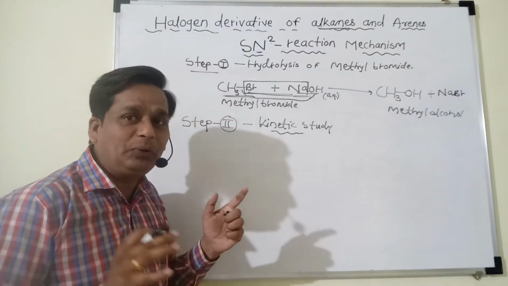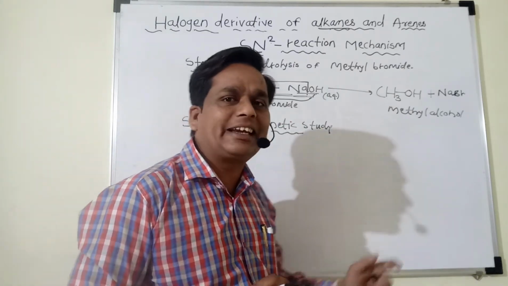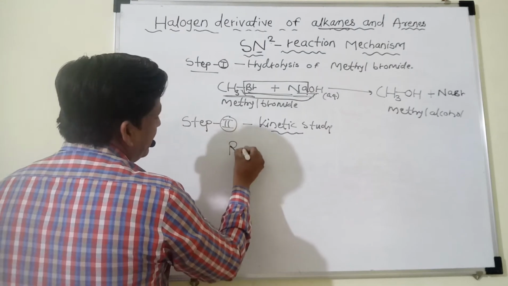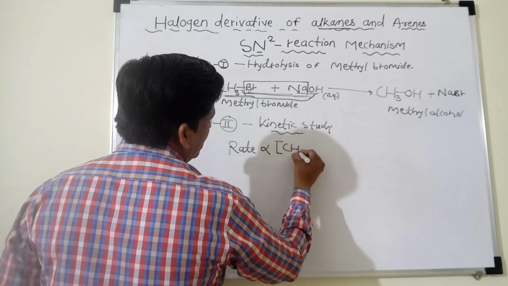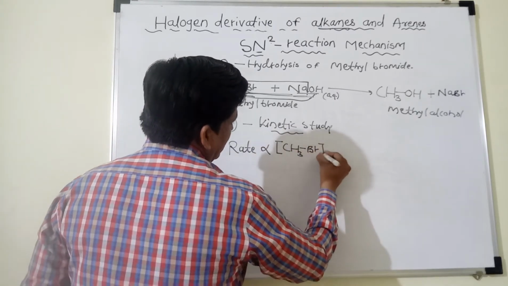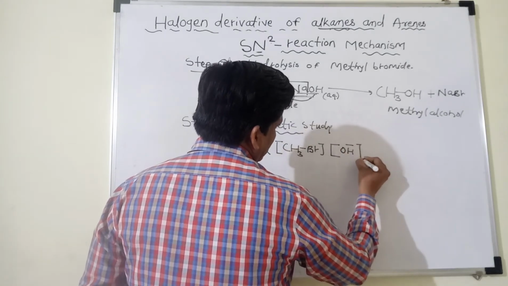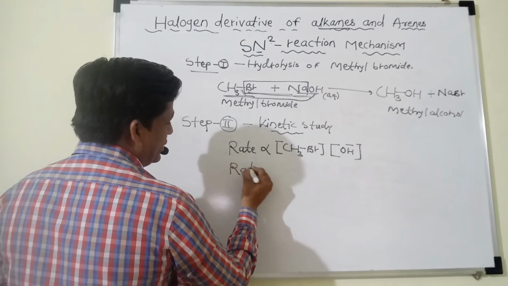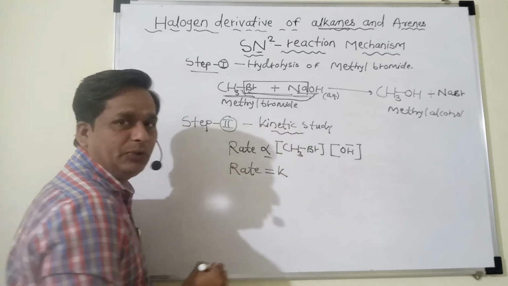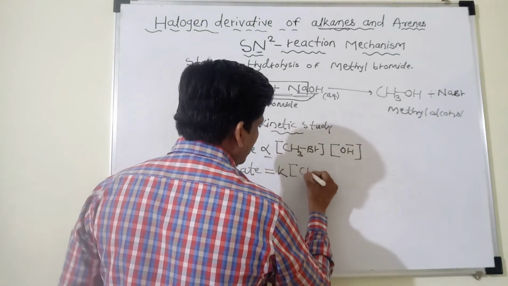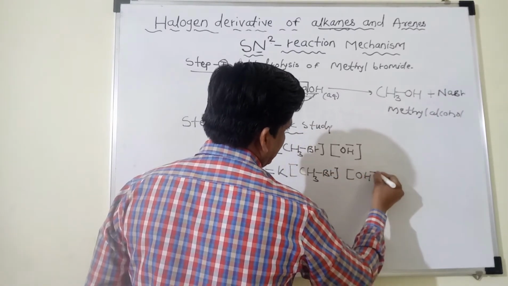In SN1, as we will discuss, there is a first order reaction. In SN2 this is the second order reaction. Here we can write rate is directly proportional to concentration of methyl bromide and concentration of OH minus from NaOH. Then rate is equal to K, where the proportionality sign goes and K is the proportionality constant. Rate is equal to K, concentration of methyl bromide and concentration of OH minus.